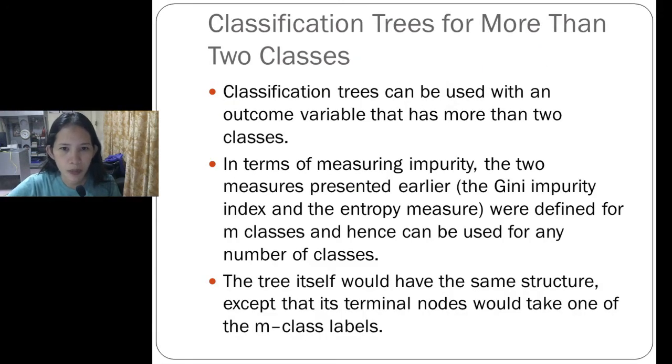Classification trees for more than two classes. Classification trees can be used with an outcome variable that has more than two classes. In terms of measuring impurity, the two measures presented earlier, the Gini impurity index and the entropy measure, were defined for M classes and hence can be used for any number of classes. The tree itself would have the same structure, except that its terminal nodes would take one of the M class labels.